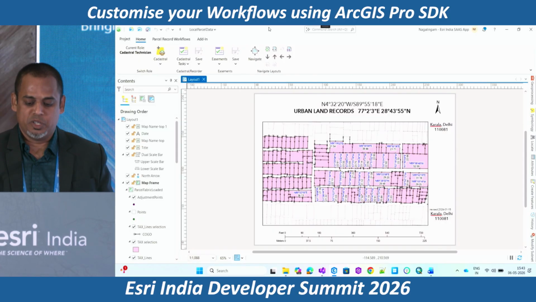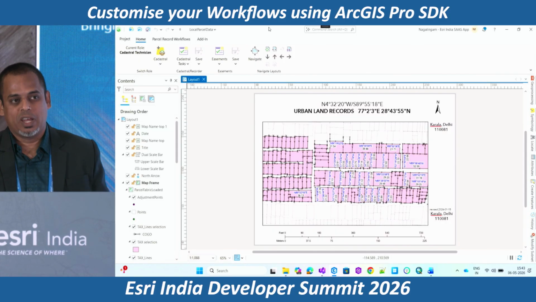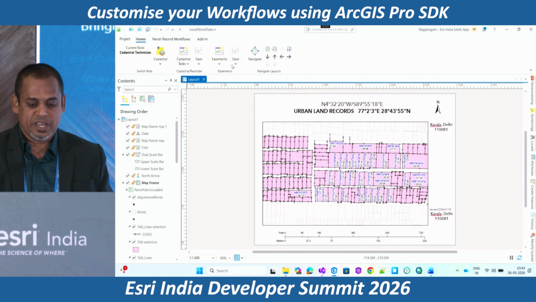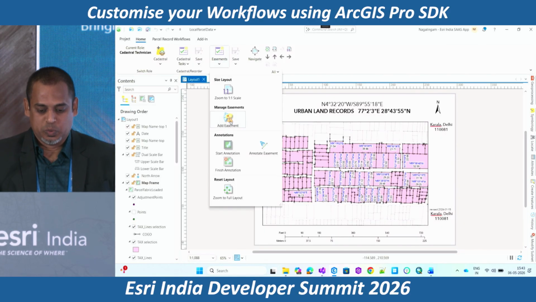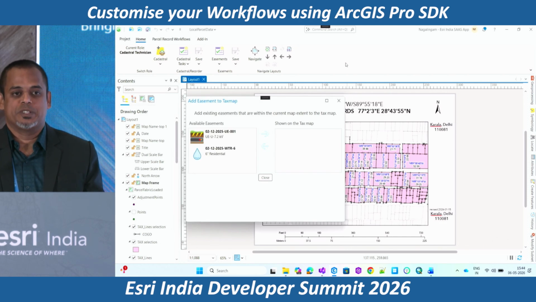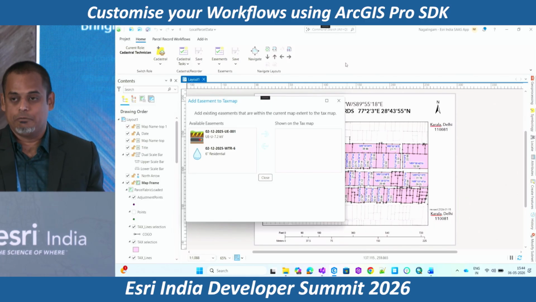So here is a plot for new development. One of my key responsibilities is to place an easement for this plot. To place an easement, I'll use this tool. A new pop-up is displayed with two options. I can place easement for an underground power line or a water line.